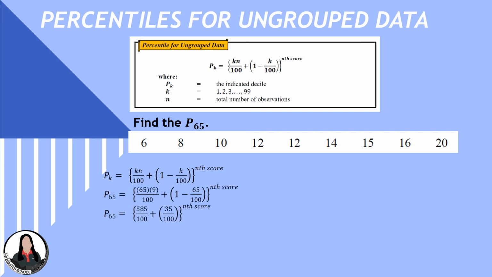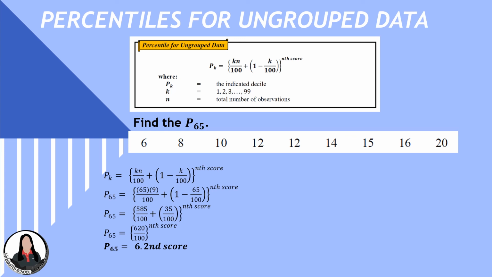So, P sub 65 equals 65 times 9, that is 585 all over 100, plus the quantity of 1 minus 65 over 100 is 35 over 100. And then, to find P sub 65, let us add 585 and 35. So, this will become 620 all over 100 and score. So, therefore, P sub 65 is the 6.2nd score of the distribution.